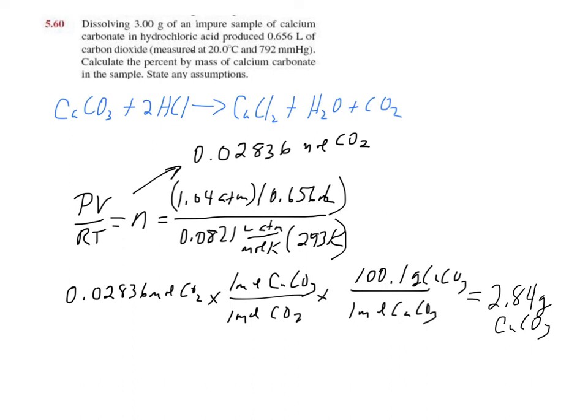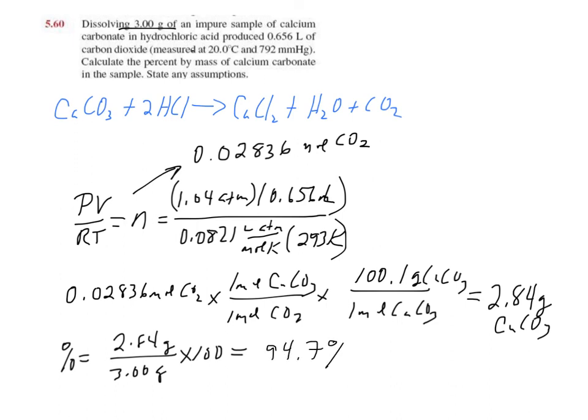Now they ask us, calculate the percent by mass of calcium carbonate. Now we had 3 grams as our sample, but only 2.84 grams of it is calcium carbonate. So the percent by mass is going to be 2.84 grams over 3.00 grams times 100, which yields 94.7% calcium carbonate.